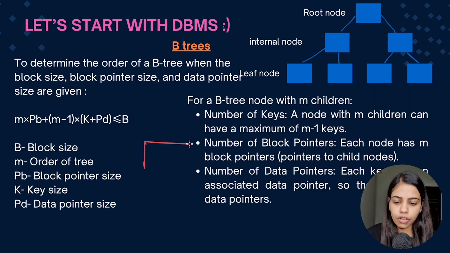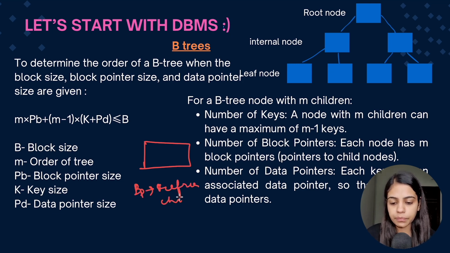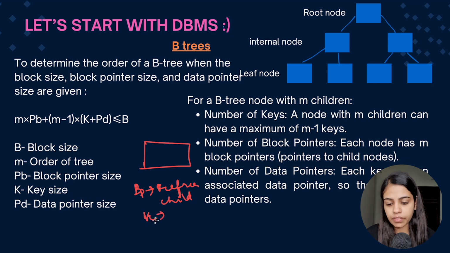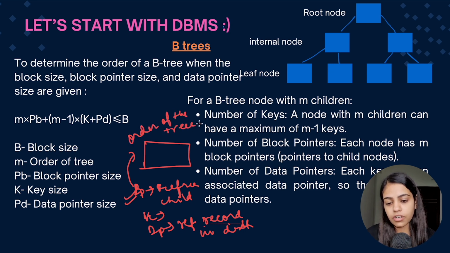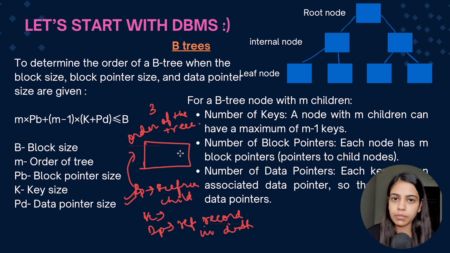So let's take a node of a B tree. In this particular node, we will have a block pointer which contains the reference to the child node. Then we have a key, and then we have a data pointer which contains the reference for the record in the disk. Now in this node, how many block pointers can there be? The number of block pointers is equal to the order of the tree. If the order of the tree is considered 3, there will be 3 block pointers.